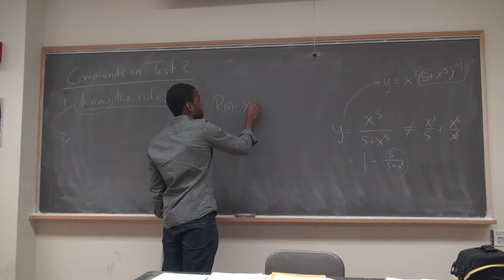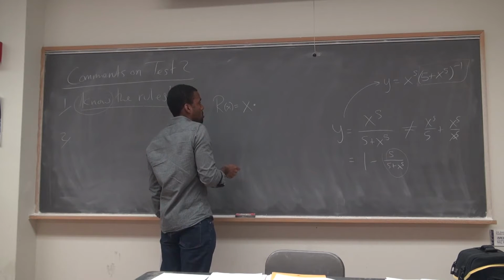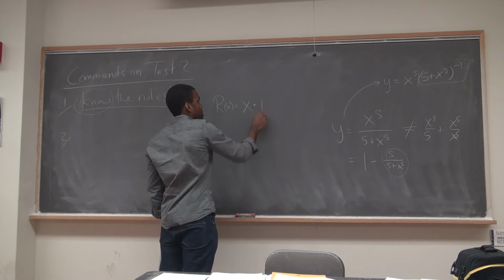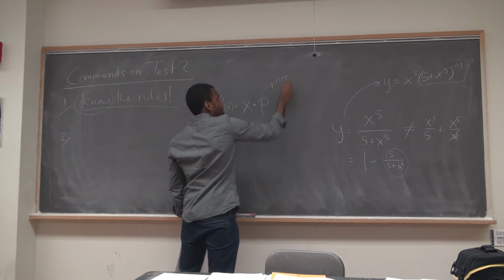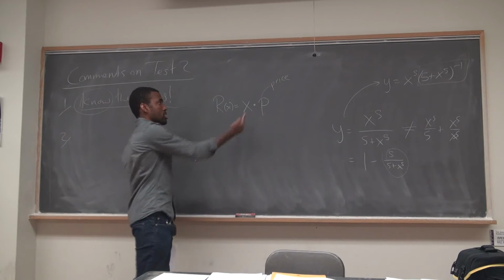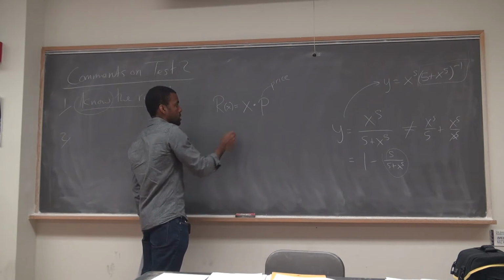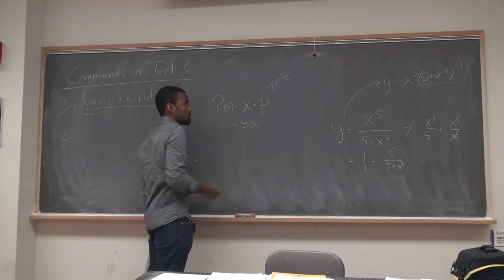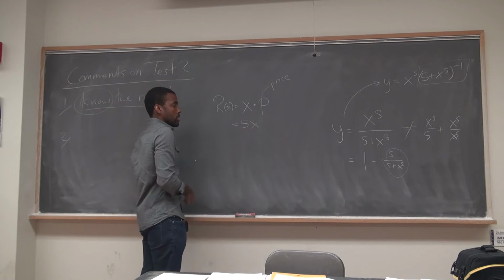It's x times... C. x times P, right? As in the price. Revenue is just how much money I make by selling. So it's the number of things I sell times the price that I sell them, right? So R is just 5x in this case, right? Because I'm selling for $5 each, right?